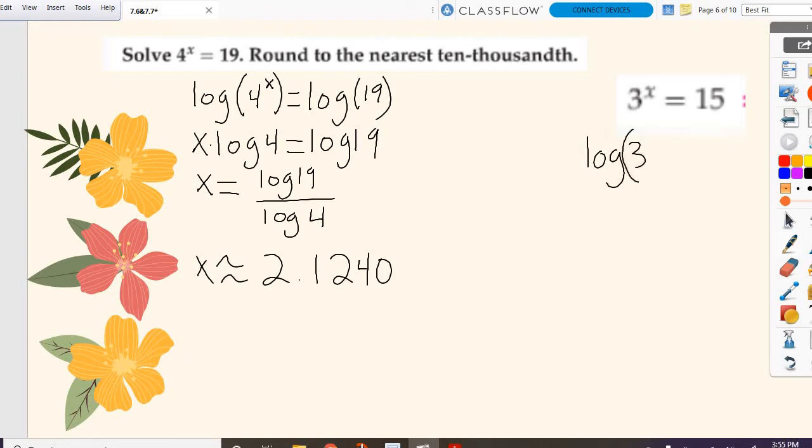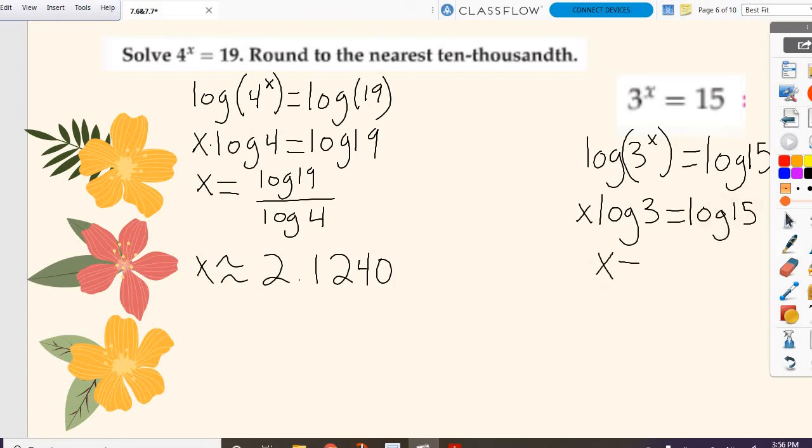So I would have log of 3 to the x equals log of 15. Again, then we want to use that power property to get our x out of the exponent. So we're going to multiply it to the front. And then we just have x times log of 3, which helps us because now we can divide both sides by log of 3, which allows us to get x by itself. So we get that x equals log of 15 divided by log of 3.